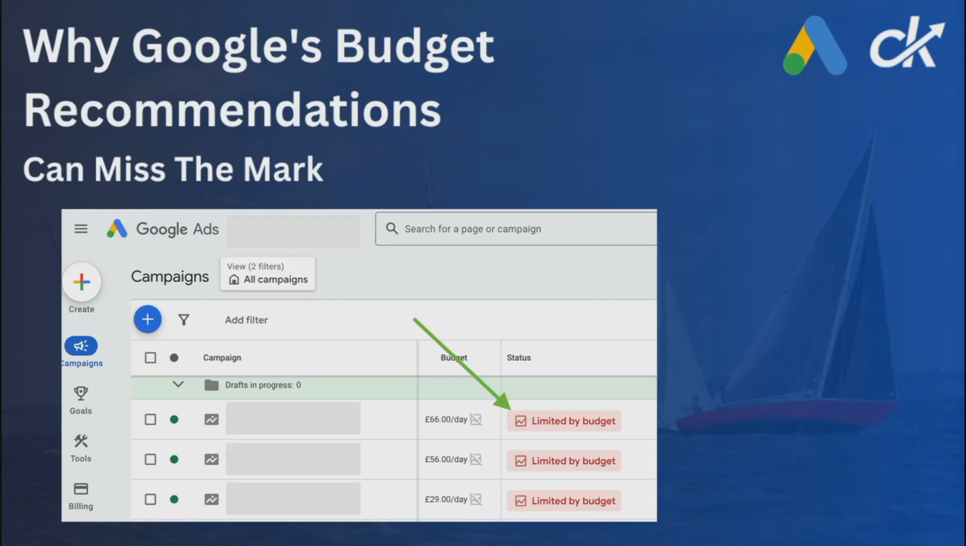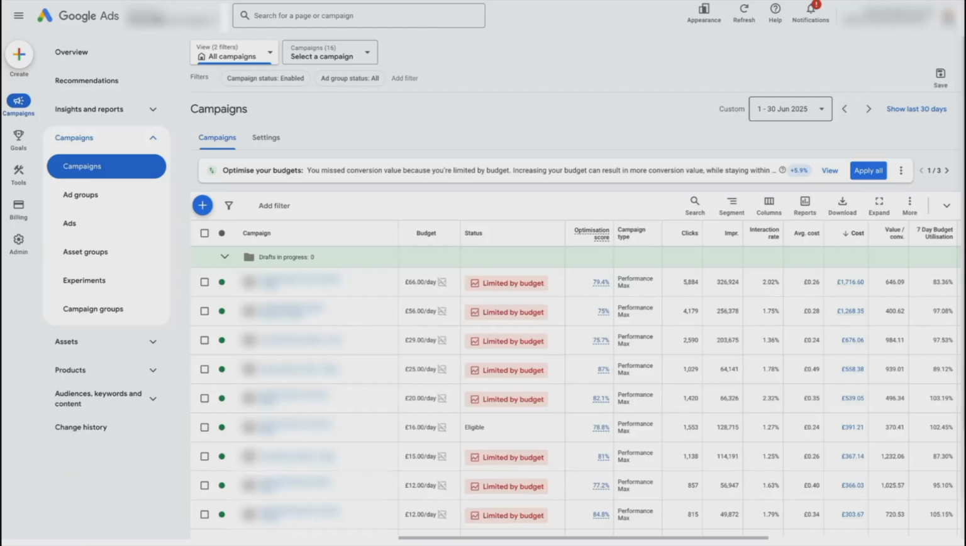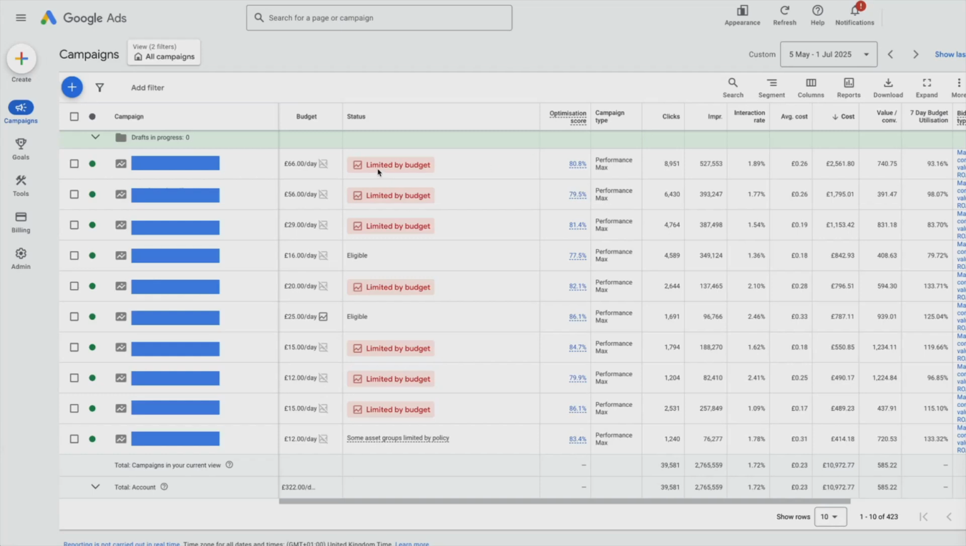So diving right in, you're going to be familiar with how this looks. Now, this is going to probably be familiar from a number of advertisers. In your campaign, you can see your list of your Google campaigns in your ad account, and you're going to see this limited by budget. It's quite common to see. Google's basically saying that the budget that you've got allocated to that campaign is limiting its reach in some form.